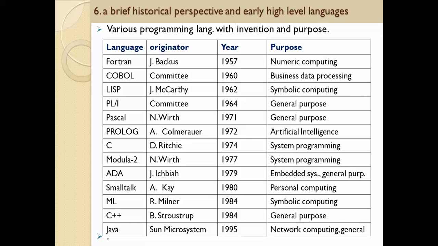And Java is invented by Sun Microsystems. Its main inventor is James Gosling, who was working at Sun Microsystems, in 1995, and the main purpose is network computing and general purpose. And this is about the languages, who invented them, the year of invention and the basic purpose of each particular language.